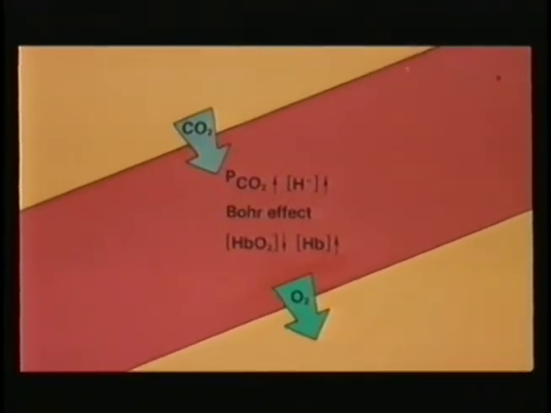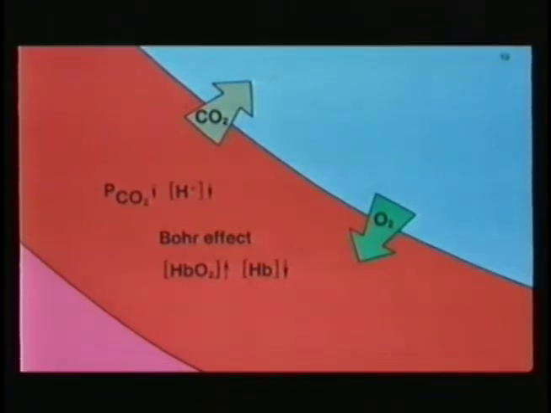Slide 9. Metabolism adds CO2 to the blood as it flows through the tissues. Thus, the acidity of the blood tends to increase. Due to the Bohr effect, the affinity of hemoglobin for oxygen decreases, causing oxyhemoglobin to dissociate. As a consequence, the availability of oxygen to the tissues is increased. Slide 10. In the lungs, the reverse takes place. As PCO2 decreases, the hydrogen ion concentration decreases, and the affinity of hemoglobin for oxygen increases.